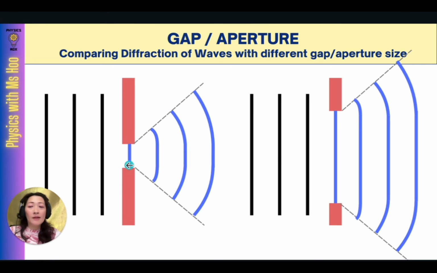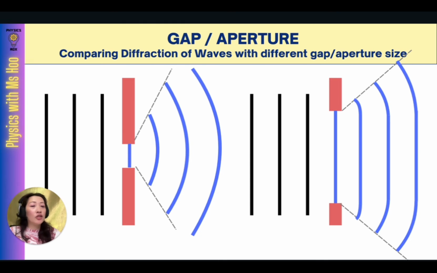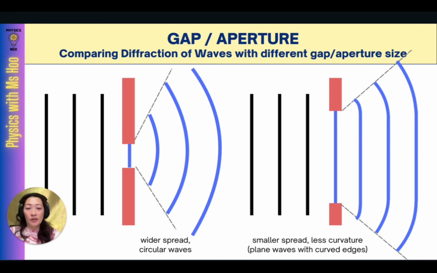The gap size here is smaller than the wavelength, while this gap size is much greater than the wavelength. So remember that once you know how the shape should be when you draw the waves for your exam, just draw the shape straight away. The waves that travel through a smaller gap size will be circular in shape, giving us a wider spread, while the waves traveling through a larger gap size would have a smaller spread with less curvature, meaning you draw plane waves with curved edges.